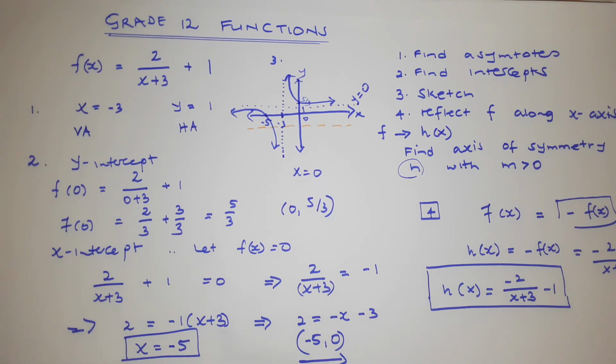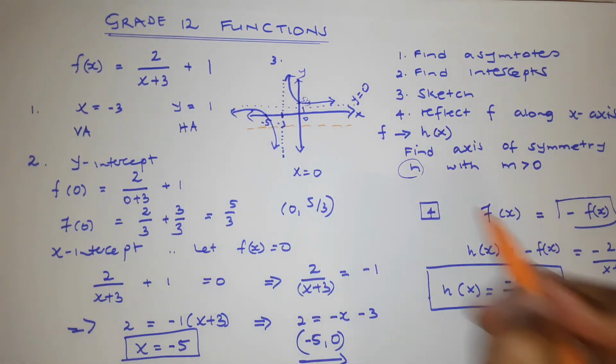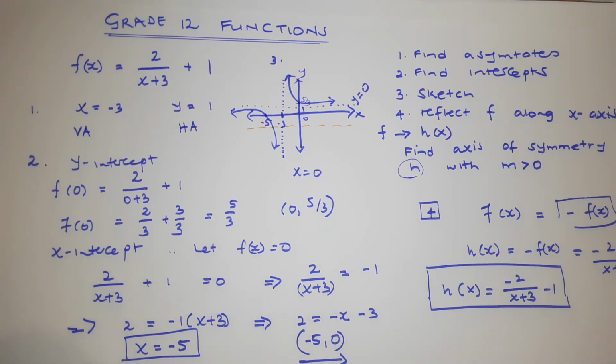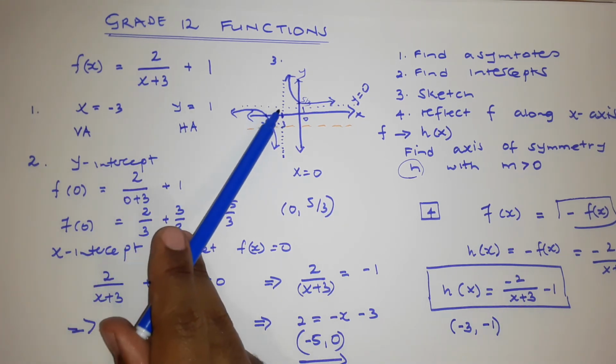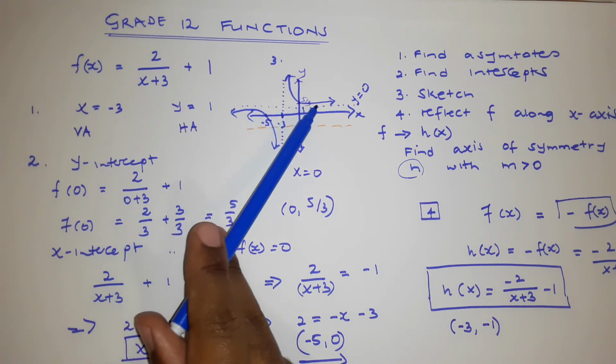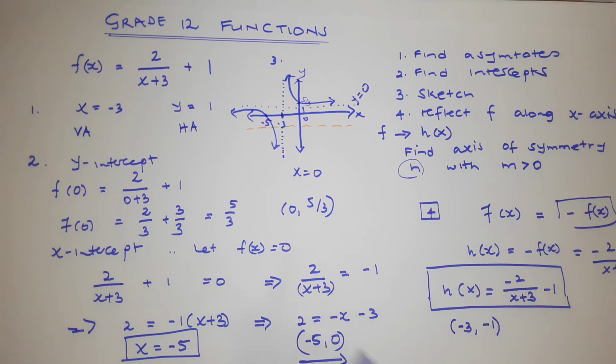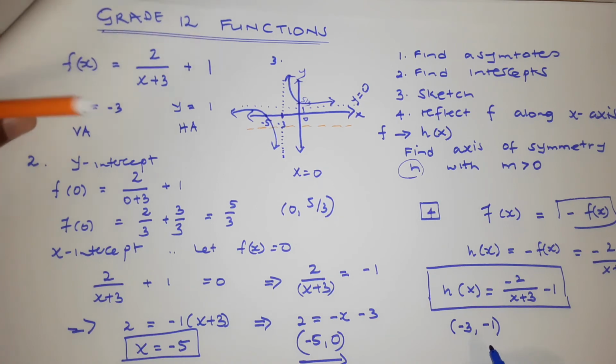We don't actually need to find the intercepts of this graph. We just need to know where the 2 asymptotes intersect: at x is -3 and y is -1. The initial asymptotes intersected at x is equal to -3 and y is equal to 1, but now they intersect here, and these are the coordinates of that point.